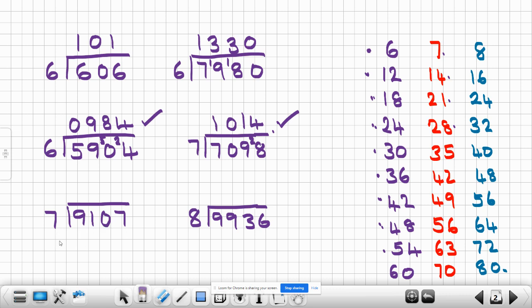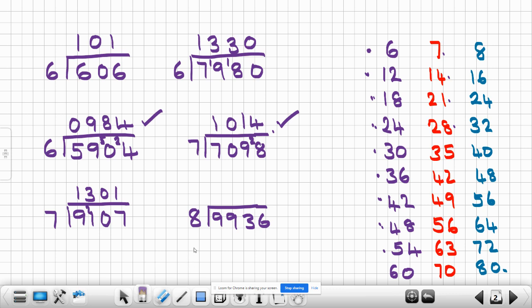9,107 divided by 7. 7's into 9 goes once, and there is 2 remaining. So let's move that over to the 1, make it 21. 7's into 21 goes 1, 2, 3, and that goes in exactly. 3 7s are 21. Now we've got 7's into 0, which is 0, and 7's into 7, which is 1.